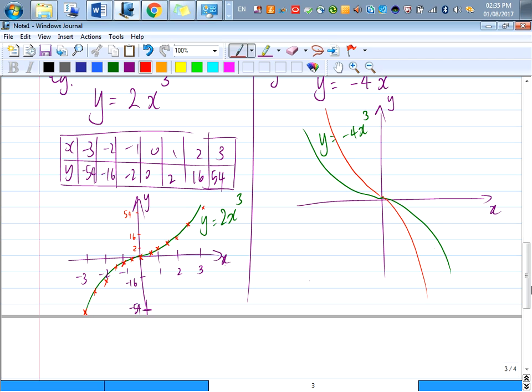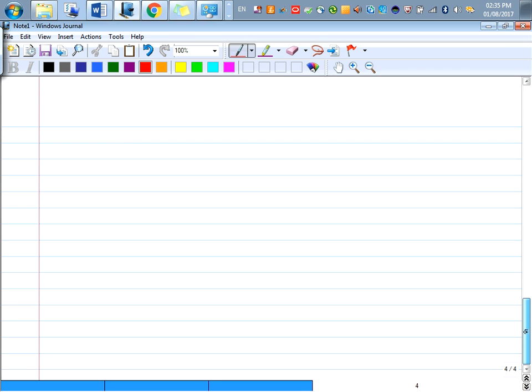Okay. So in summary, what have we covered? What are the powers that we have covered? When power is 0, we will get, for example, y equals ax to the power of 0. We will get a horizontal line, and it cuts through a. So this is y equals a.